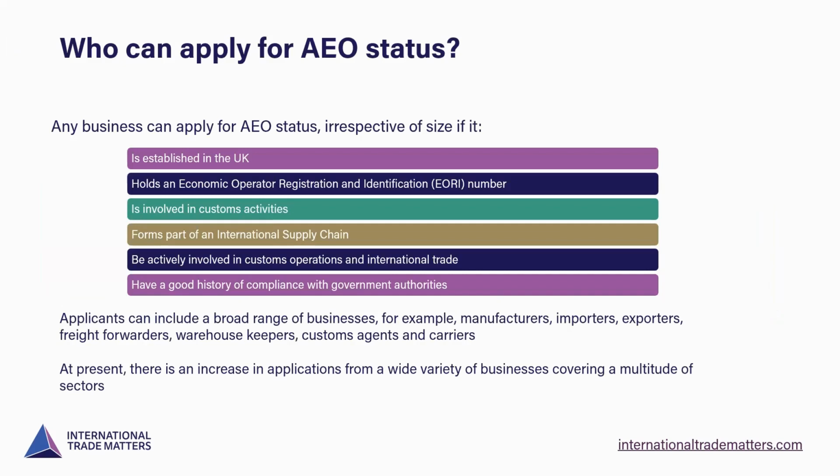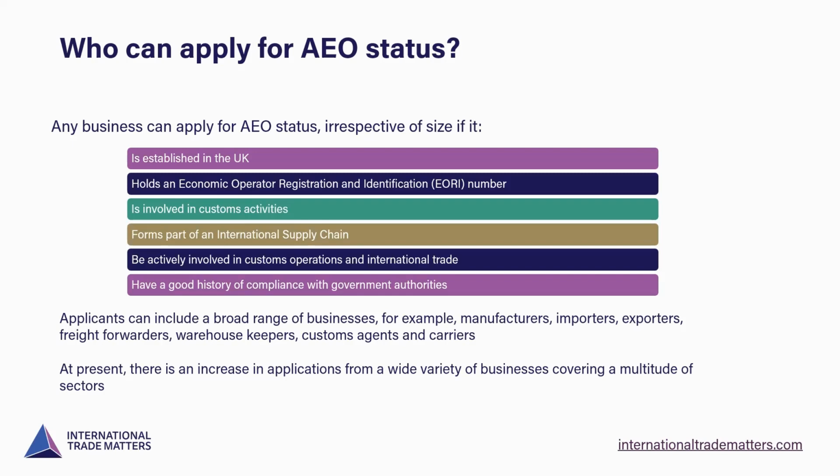Any business can apply for AEO status irrespective of its size, which is really good news. So here are the things that you need to do. Make sure, first of all, your business is established in the UK. What I mean by that is that you are recorded at Companies House and you've got a company registration number. You hold an Economic Operator Registration and Identification number, your EORI. Again, you don't have to be VAT registered to have an EORI, so small businesses can be an authorized economic operator.